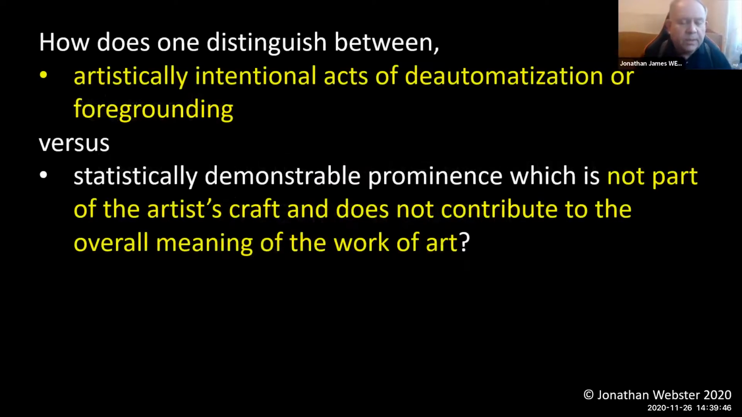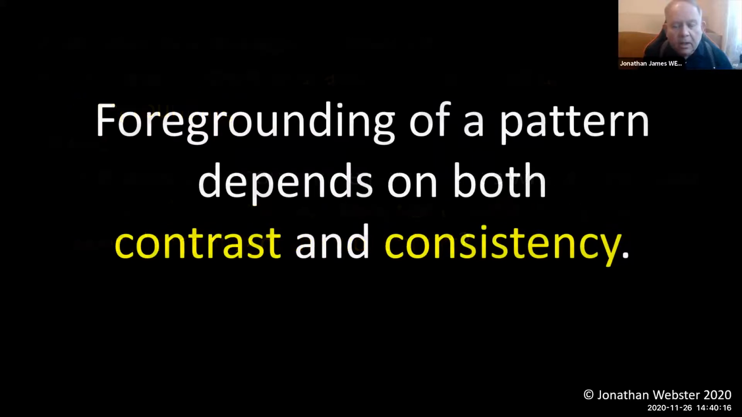So then the question Hasan asks is, how do we distinguish between an artistically intentional act of deautomatization or foregrounding versus just a statistically demonstrable prominence, which is not really, in fact, part of the artist's craft? It's not deliberate. It's not by design. And is not really intended to contribute to the overall meaning of the text. Foregrounding of a pattern depends upon two factors, contrast and consistency.